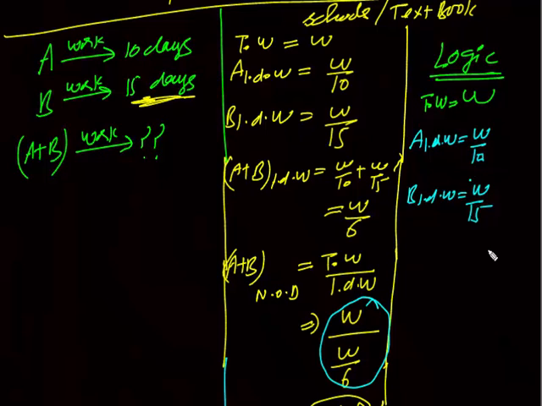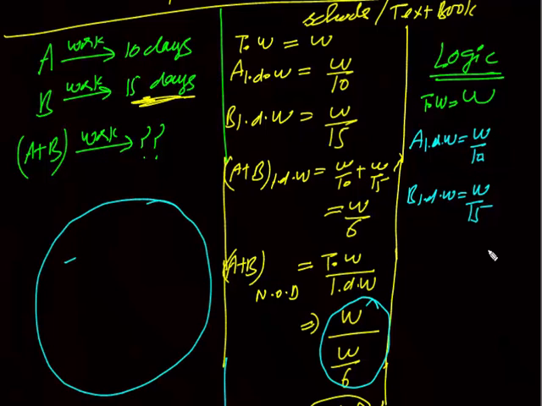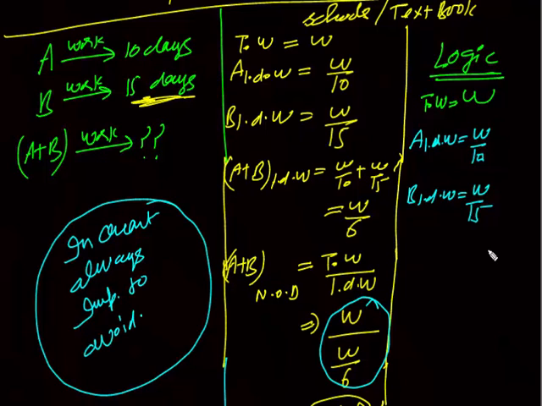Why a multiple of 10 and 15? Because in this way I will avoid the fraction. So in quant it is always important to avoid the fraction. You can always avoid the fraction.